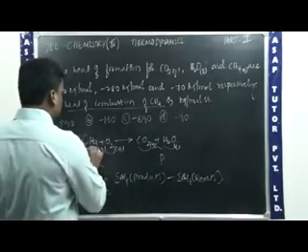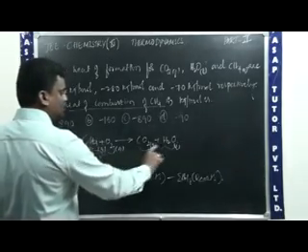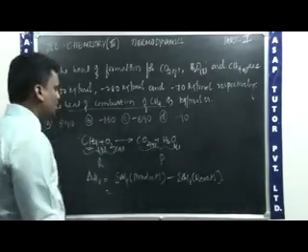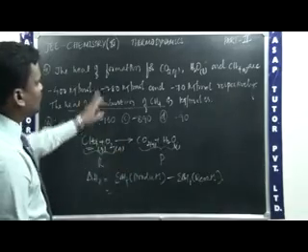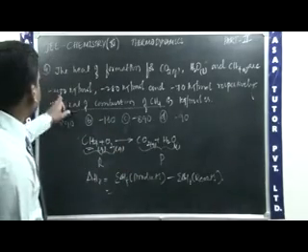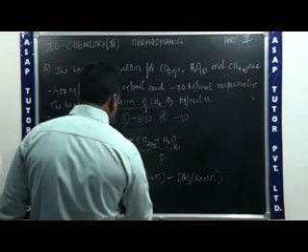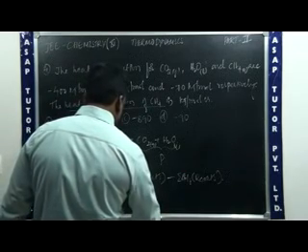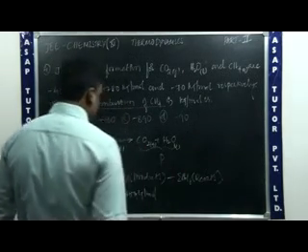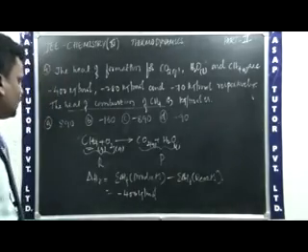So the change in enthalpy: these are the reactants and these are the products. First I need to write the products. So what is the change in enthalpy of carbon dioxide? They give it as minus 400 kilojoules per mole. I need to write minus 400 kilojoules per mole.